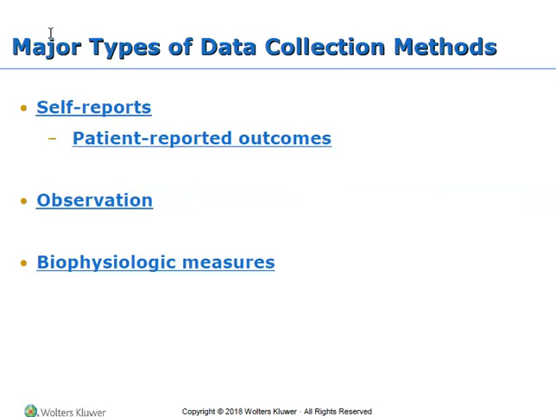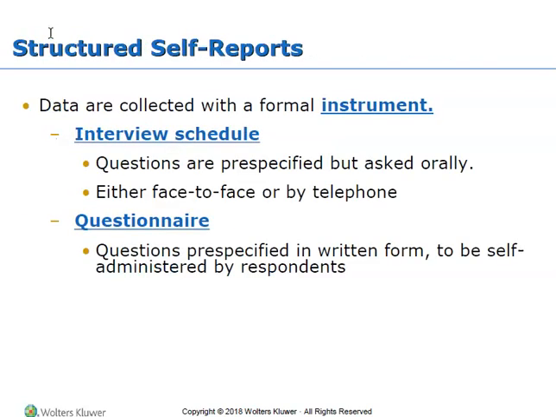So first of all, your book describes three major categories or classes of data collection in a quantitative study. It can either be a self-report, some type of observation, or some sort of biophysiologic measure. So we're going to go through each one of those, and I'll give you several examples to help make this make more sense. So self-report is exactly what it sounds like. Your participants in your study are giving you information. They're either doing that through writing or some sort of interview, but there has to be a formal instrument.